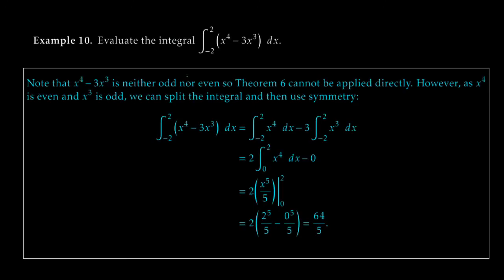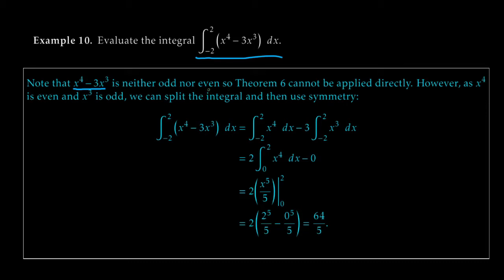Okay, so here we are with an example. Example 10. Let's evaluate the definite integral from minus 2 to 2 of x to the fourth minus 3x to the third dx. So the first thing we're going to want to notice here is that we've got a domain that is extremely amenable to using properties of symmetry of our function. However, the big catch here is that x to the fourth minus 3x to the third is neither even nor odd. So Theorem 6 doesn't get applied directly. We can't just use the result we talked about.